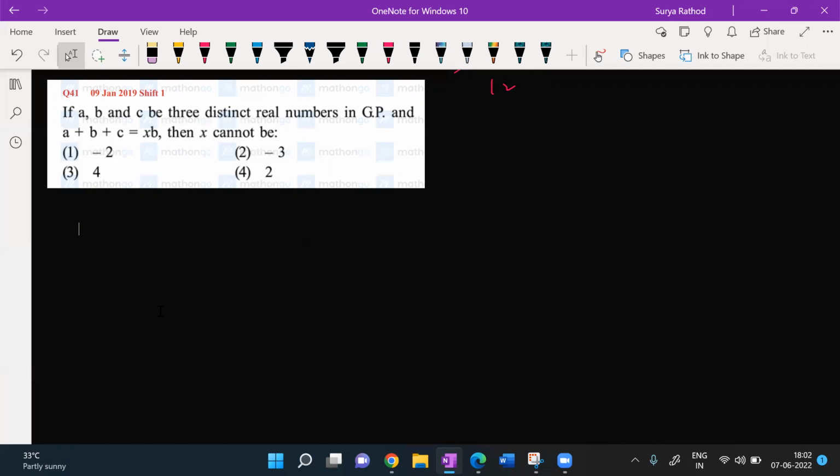Guys, A, B, C are in GP. Whenever three terms are in GP, what is the condition for GP here? B square is equal to AC. Very good. A, B, C are in GP, so it's nothing but B square is equal to AC. This is the condition, correct? Now what he has given here is that A plus B plus C is equal to XB.